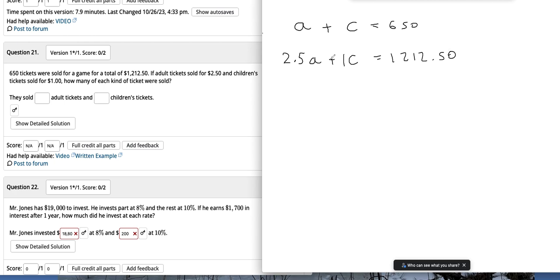And then when I go to solve this, this is what I do every single time. When I look at these two equations, whichever one is the easy one, I manipulate that one. Out of these two, this is the easy one. And this is a 1, so all I've got to do is multiply this one by -1. So I'll just do that right down here. That would give me -a minus c equals -650.